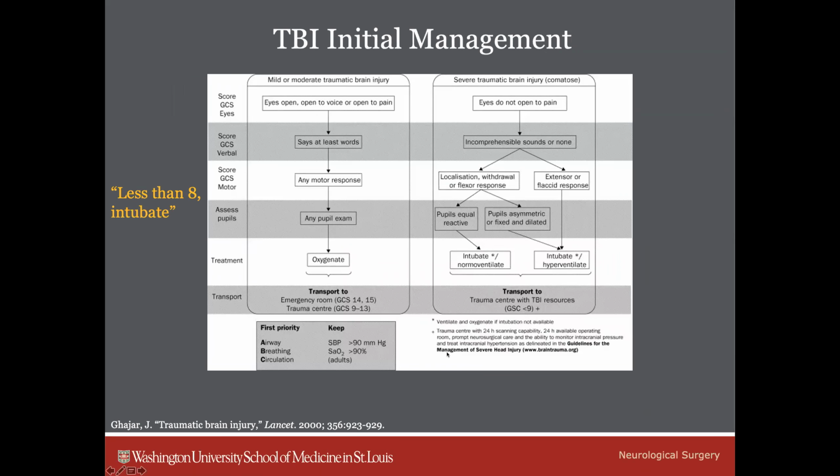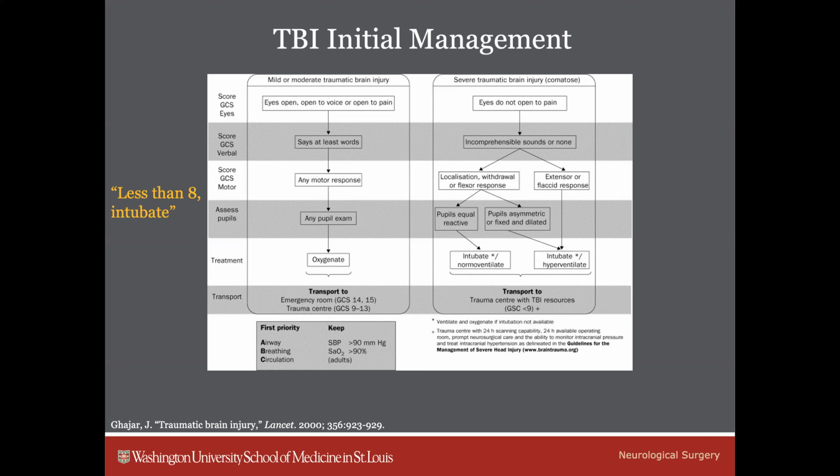So what do you do when you have a patient in the field with a TBI? Typically you want to assess a GCS first, and then depending on that, you triage them. If they have mild or moderate TBI based on the GCS and pupillary exam, then they go down one pathway, whereas if they have severe TBI, they go down another pathway.